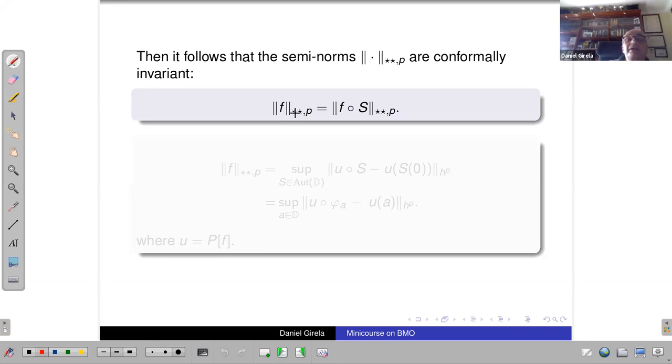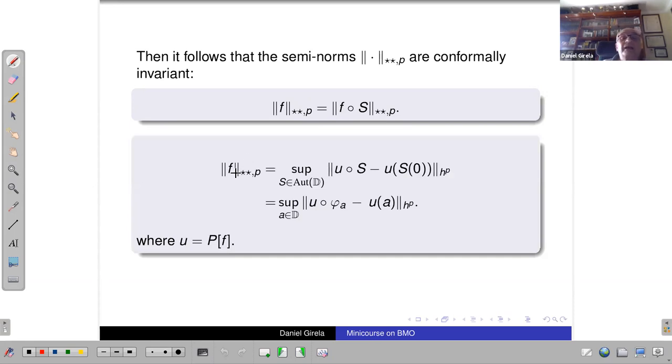The double star P norm of F is the same as the double star P norm of F composed with S. So what we have at the end is that the double star P norm of F is the supremum of the H^P norm, the norm in the harmonic H^P space, of U composed with phi minus U of the point. But we can forget about the lambda, the rotation. Usually the way this is written is the supremum over all points A in D of the norm of U composed with phi A minus the value of U at A, where U is the Poisson integral.